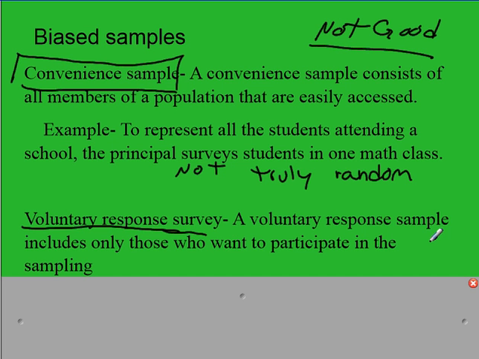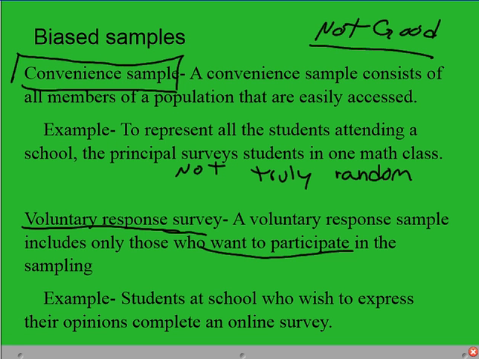So a voluntary response sample includes only those who want to participate in the sampling. So clearly you're going to get some biased information out of that. You're going to get some information that is perhaps skewed towards a certain opinion. So a good example is the school offers an online survey about what their favorite food is. So perhaps students at the school who really want to have a say, who want to express their opinions, and maybe really let the administration know what food they like, well, they would go online and do the online survey.